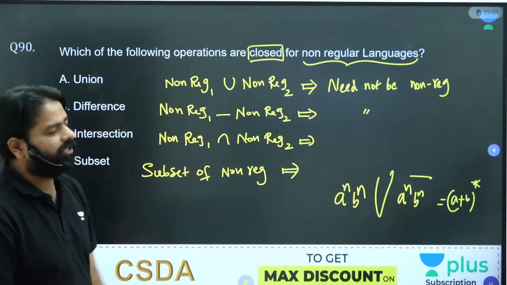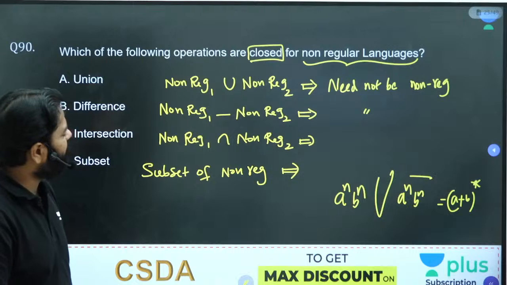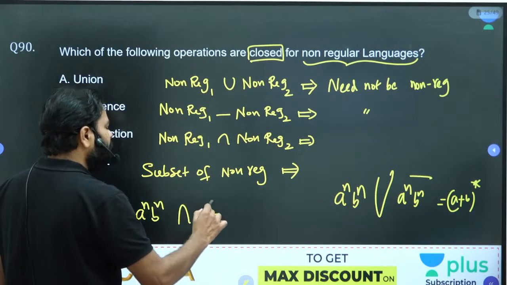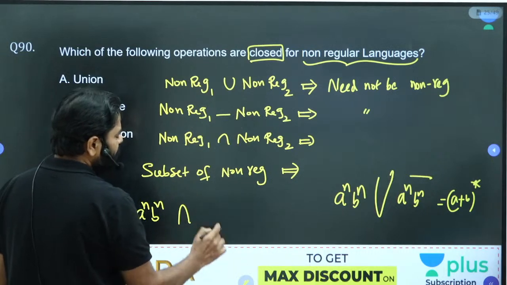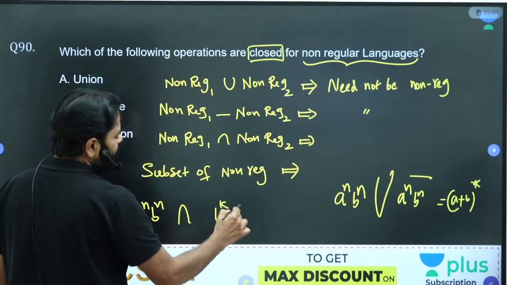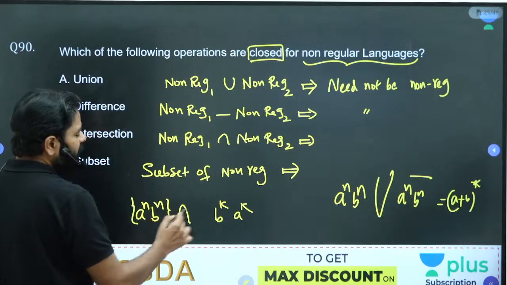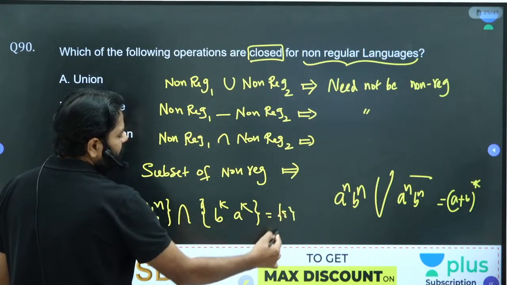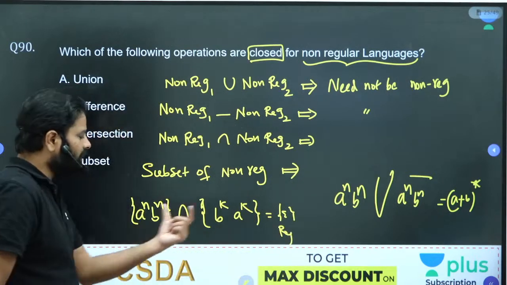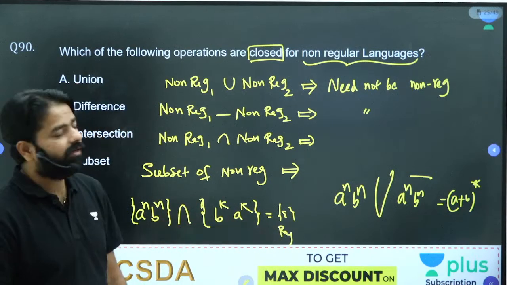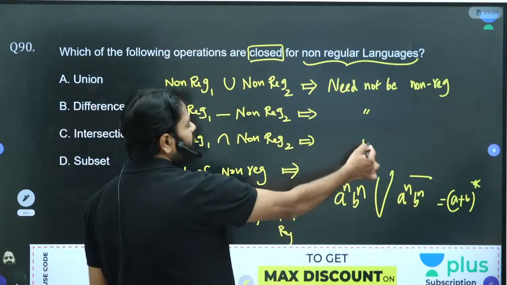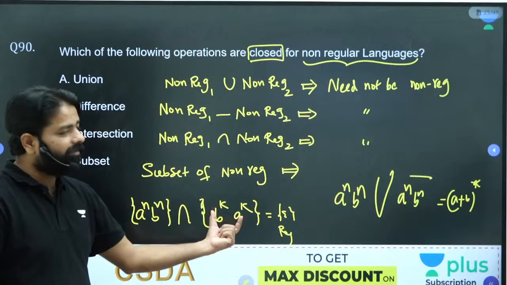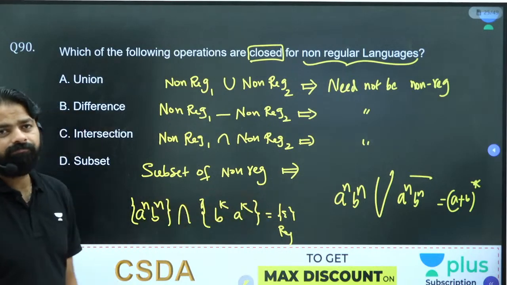And intersection, which one will you take? a^n b^n intersection b^k a^k or something like that. Now what happens when you do the intersection? You get only epsilon as the common string, but this is regular. You took two non-regulars, but you got a regular. Here also it need not be non-regular. If you want a non-regular, take the same language, then you will get a non-regular also.